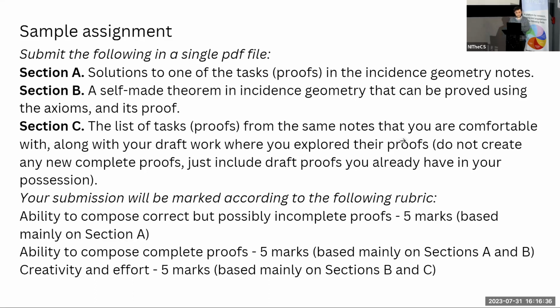And then the last section is to include the list of proofs they've done on their own throughout the term with the draft work, and just to kind of have an idea how much work they've put in this assignment. And then the marking is in 3 categories. The first one marks ability to compose correct proofs. So that's out of 5 marks. And that's mainly based on section A.